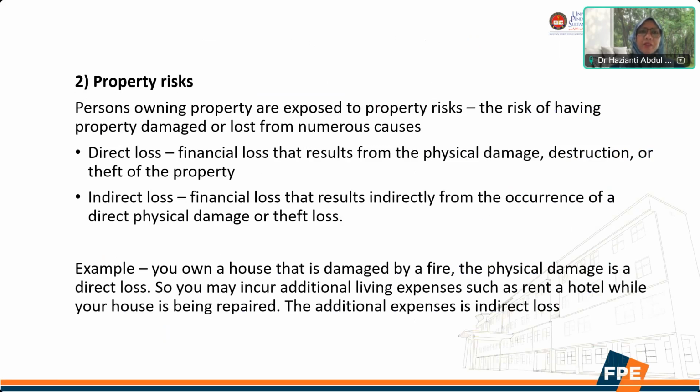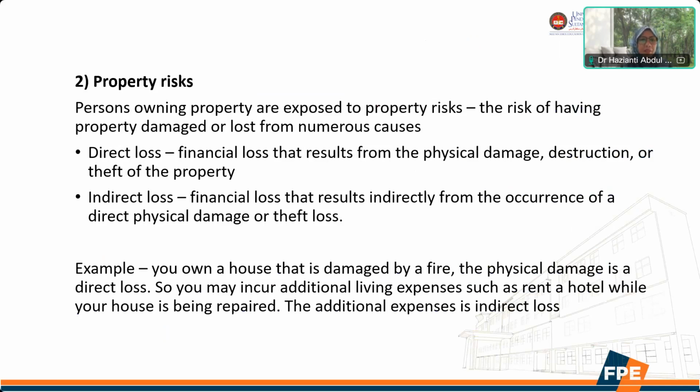All right, property risk. As the name implies, property risk refers to persons owning property being exposed to the risk of property damage or loss from numerous causes. It can be a direct loss or an indirect loss. So what is indirect loss? Indirect loss is a financial loss that results indirectly from the occurrence of a direct physical damage, destruction, or theft loss. For example, a house on fire would be a direct loss.